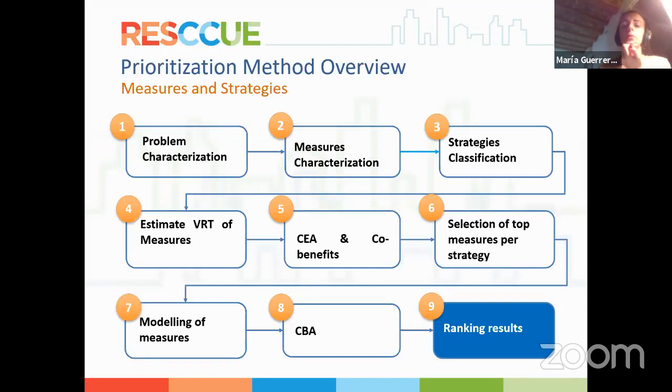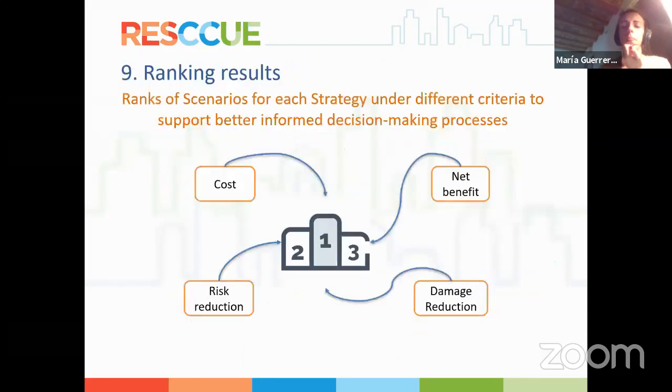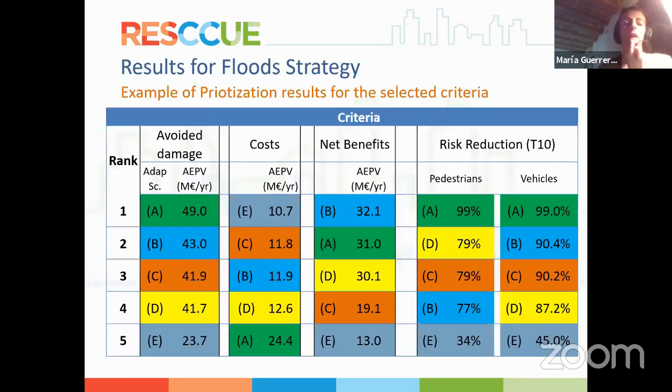Finally, we rank the results for each strategy, using all the available outcomes. Therefore, we rank the scenarios under each strategy using four different criteria to support better informed decision-making process. This is an example of the flood strategy, each letter corresponds to one scenario, so to one set of measures, which has a different color to facilitate the visualization. So it's interesting to see how the ranking changes depending on the criterion under which they are prioritized.